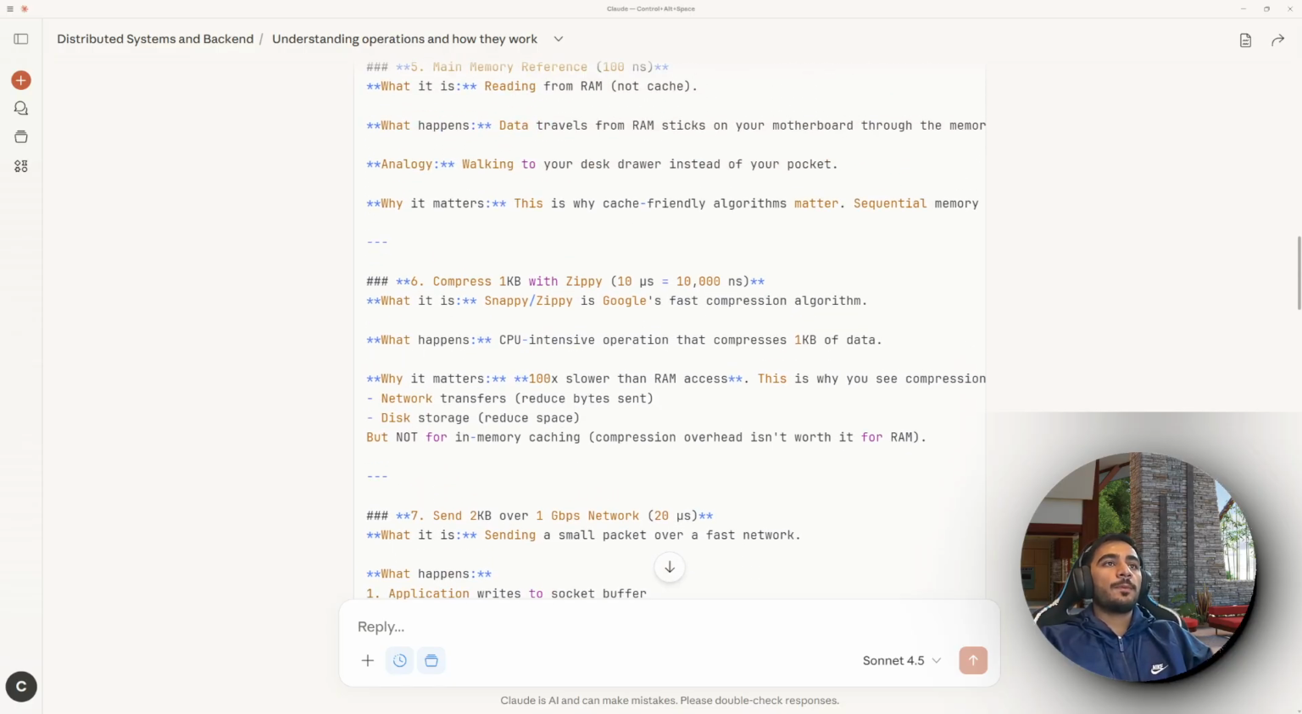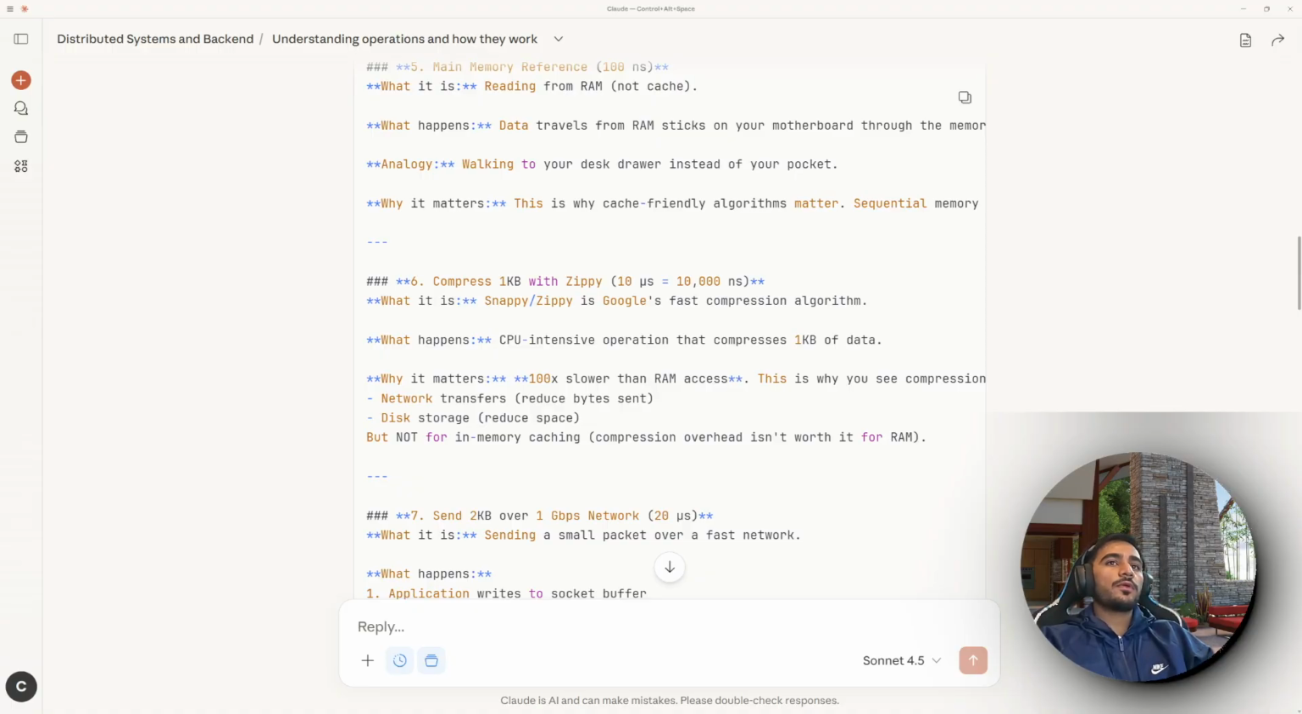Now, number 6, compress 1 KB with Zippy. That takes 10 microseconds, or 10,000 nanoseconds. What it is: Snappy, or Zippy, is Google's fast compression algorithm. This is also used in Kafka and other places to compress the streams of your data. So what happens?